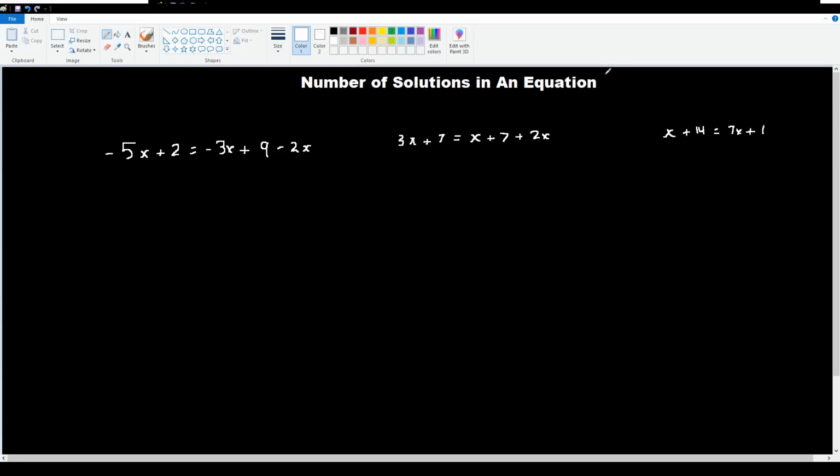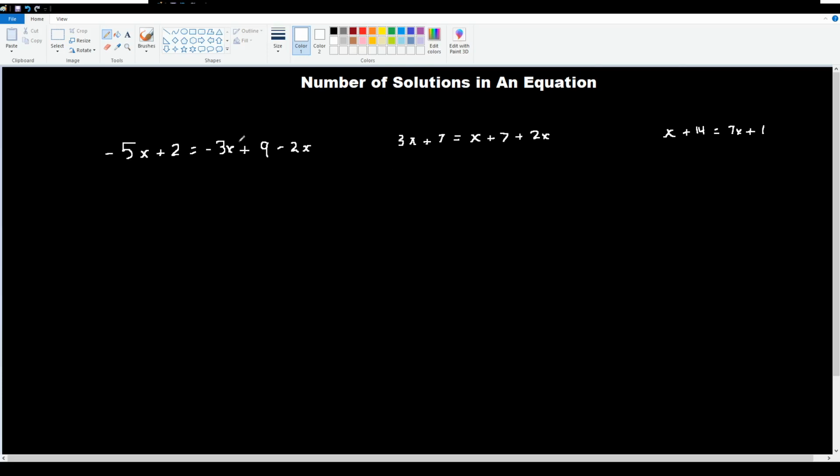In this video, we're going to determine how to find the number of solutions in different types of equations, and how to find whether you're going to have one solution, no solutions, or maybe infinitely many solutions. We have three examples set up here, and for each of these, we're going to try to solve for x and see where it gets us.